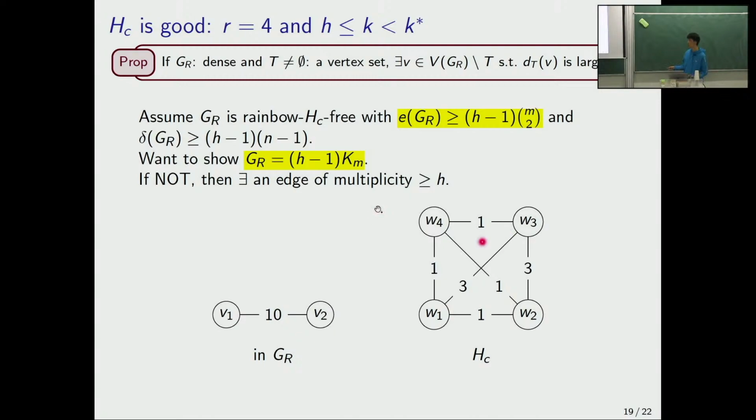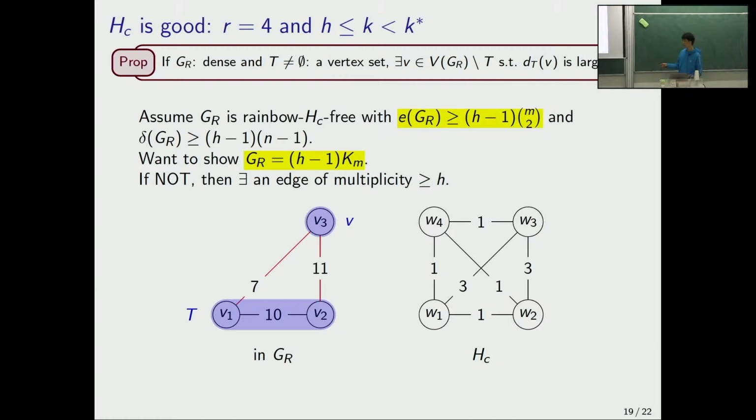And if GR is not the extremal multigraph, then note that the extremal multigraph consists of edges whose multiplicity is always h minus 1. Every edge has multiplicity h minus 1. So if not, there should be an edge of multiplicity at least h. Here we have one example of HC. It has 10 edges. So we add 1, 3, 1, 3, 1, 1, and you get 10. And in GR, we have at least one edge with multiplicity 10 because of this assumption.